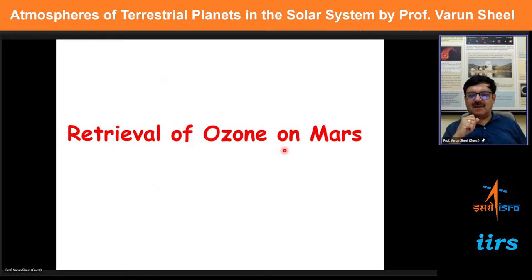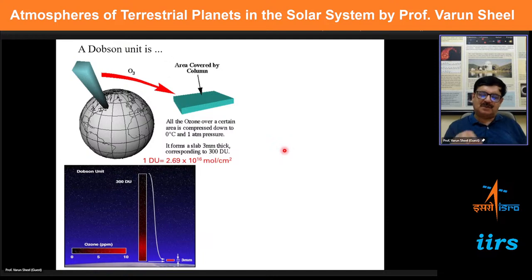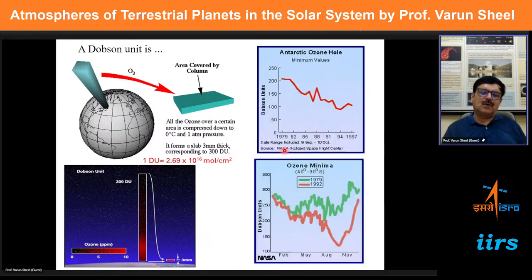One more aspect which I will come to, especially for the Martian atmosphere, is the amount of ozone which is present there. Now, all of you know that on Earth you have very high amounts of ozone, amounting to about 300 to 400 Dobson units. And 1 Dobson unit is this much amount of ozone present in a small column of 1 centimeter square. Typically, 300 Dobson units amounts to 3 millimeters of ozone compressed to STP, standard temperature and pressure.